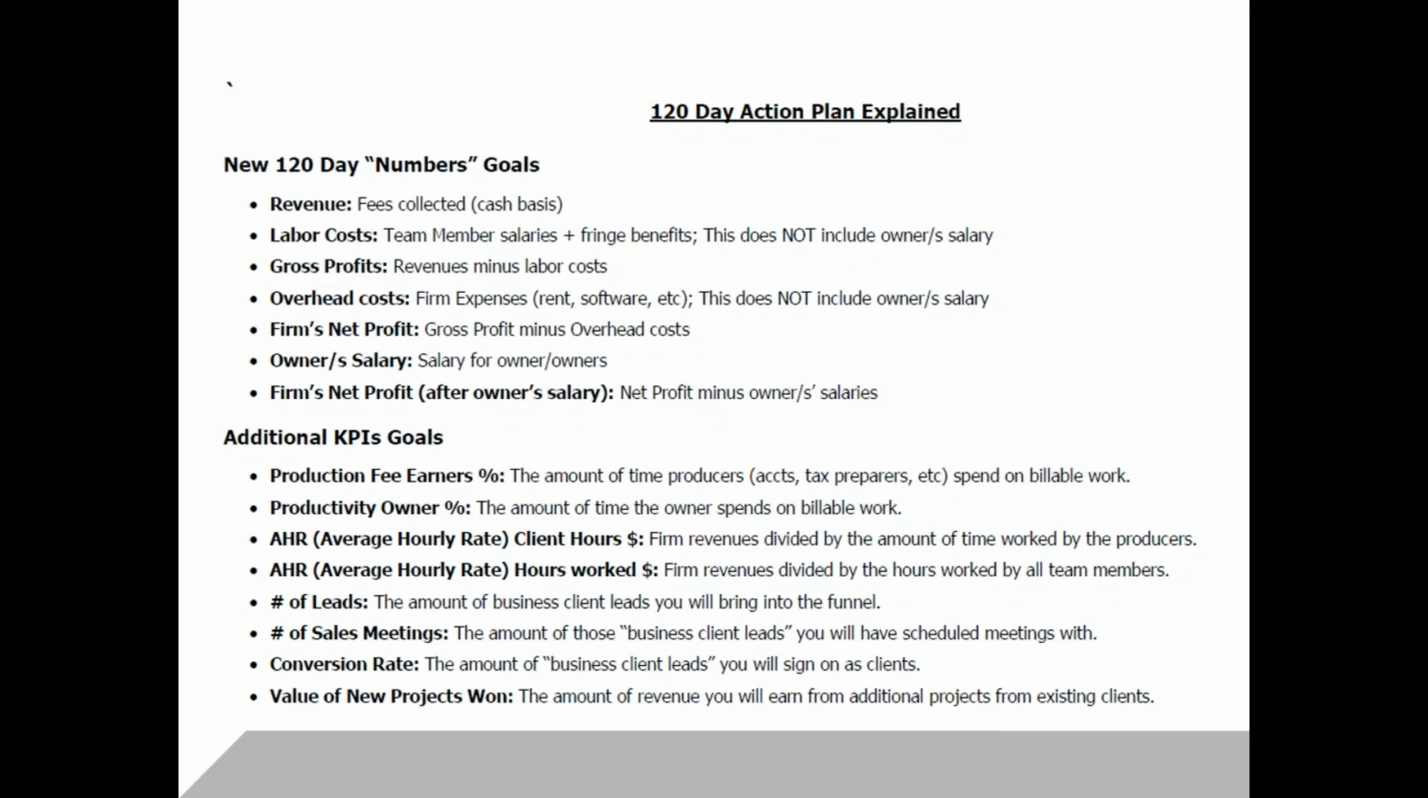That's average hourly rate. And then number of leads, number of sales meetings, conversion rate, and then the value of new projects won. Yeah, that's what all these indicators, the KPIs at the bottom of this 120-day plan, are. This is what my coaching members fill out every trimester when I meet with them for coaching day. I have them create the 3 big rocks, and then create their key performance indicators for that trimester.